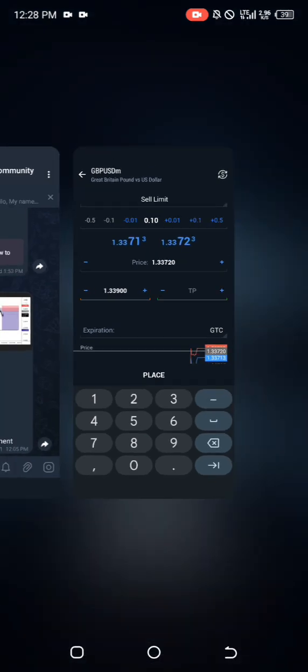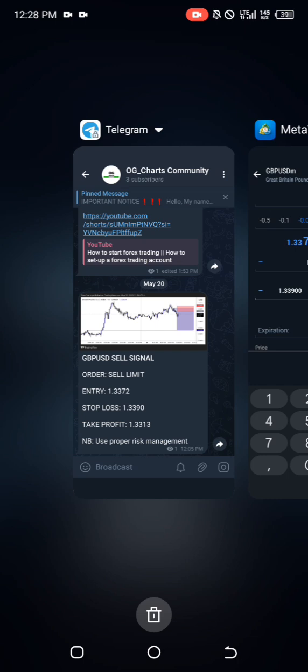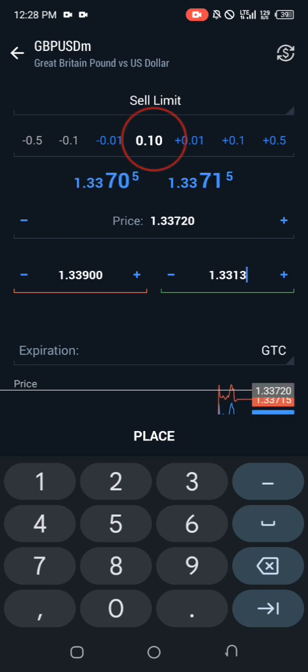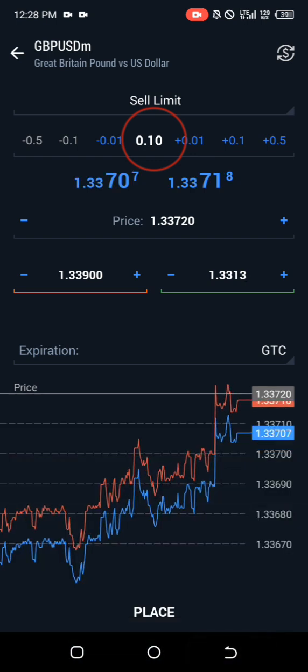1.3390. So our TP, let's check our TP is 1.3313. You input 1.3313. So this is all. Lastly, make sure you take note of the lot size you are using. It is 0.1. This is the lot size. Make sure you check it and confirm before you place the trade. It is very important.